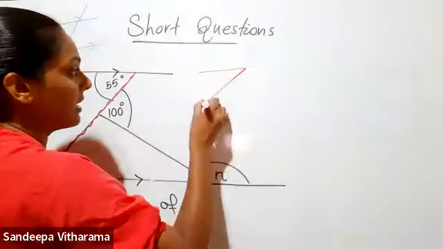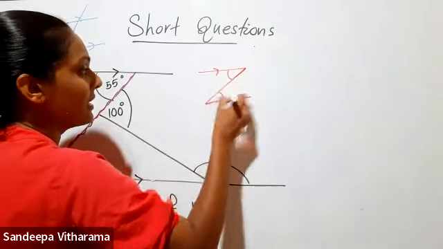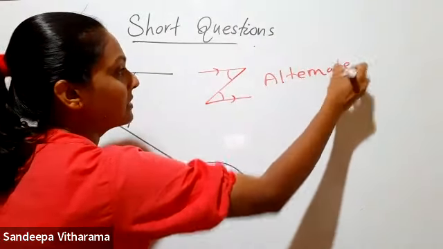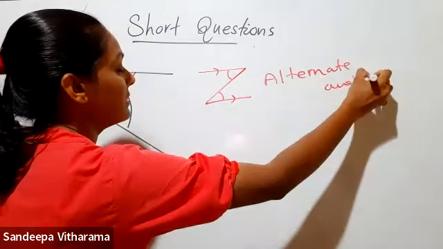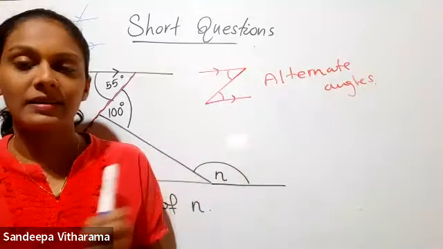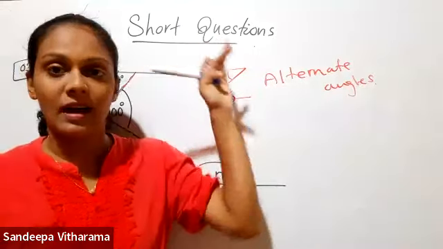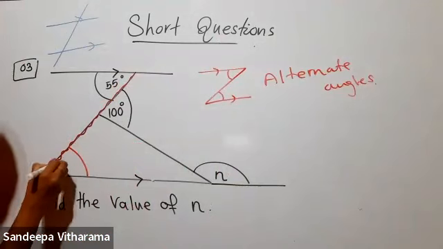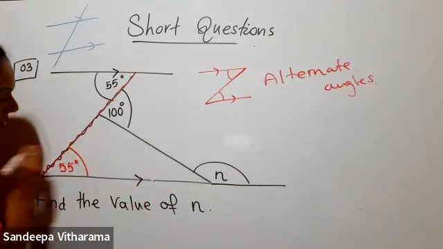Z angles are equal. They are called the alternate angles. Can you remember? The alternate angles which are formed by intersecting two parallel straight line segments by a transversal are equal. Therefore, here is the alternate angle. Then this can be written as 55.